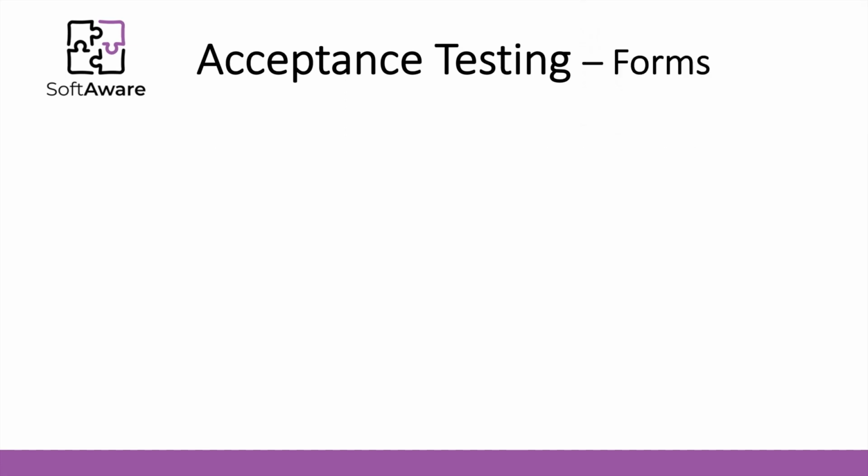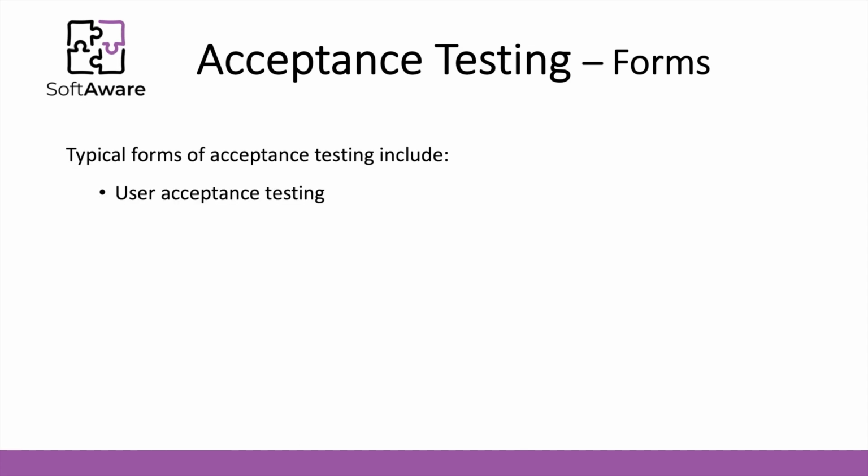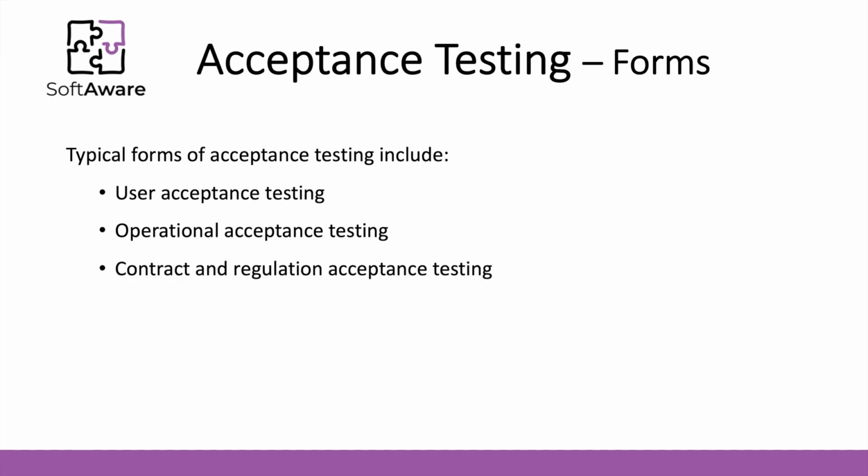Typical forms of acceptance testing include user acceptance testing, that verifies the fitness for use of the system by business users; operational acceptance testing, where testing of backup, restore, disaster recovery, user management, maintenance tasks, data load and migration tasks, and periodic checks of security vulnerabilities happen; and contract and regulation acceptance testing.